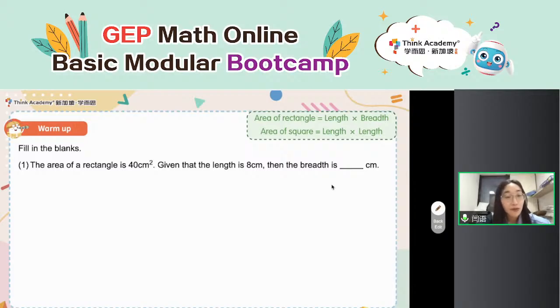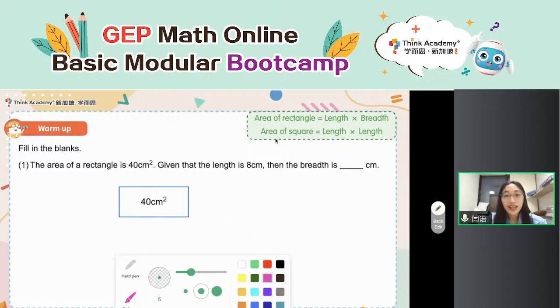The area of a rectangle is 40 centimeters square. Given that the length is 8 centimeters, what about the breadth? Can you have a try? What is it? If the area is 40 and the length is 8, then what about the breadth? Good job. How do we get 5? That is the total divided by length, right?